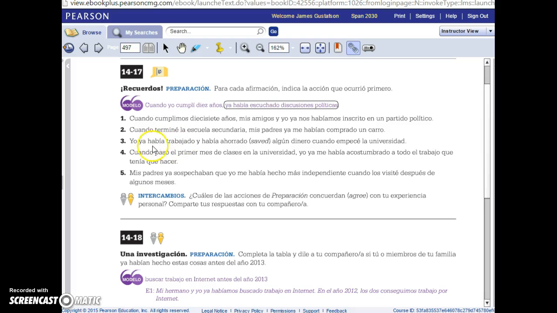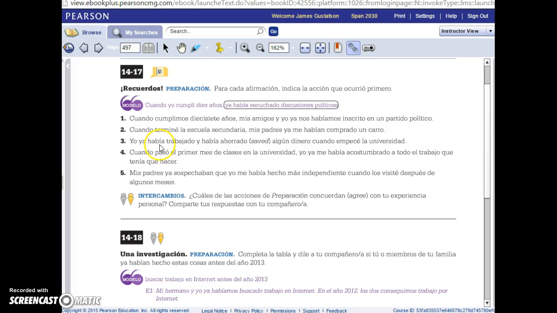So in this case, había trabajado. Yo ya había trabajado y había ahorrado algún dinero cuando empecé la universidad. I had already worked and had saved some money when I began the university, right? So when you began the university, that's in the past. And before that, you had worked and you had saved money. That's the past action before the other past action.